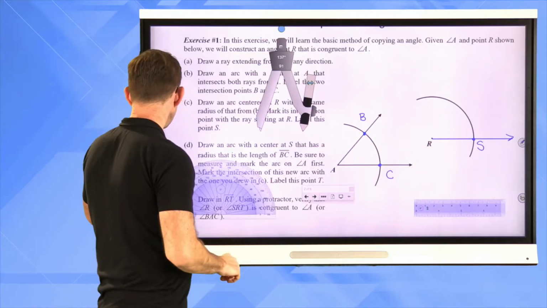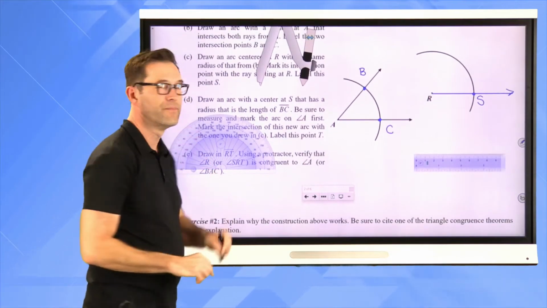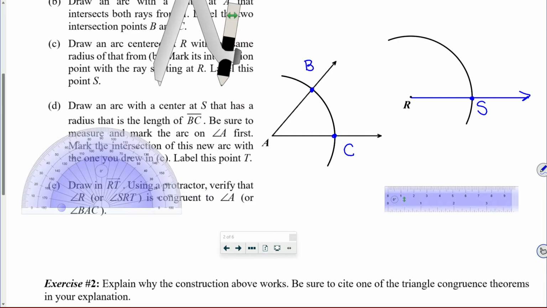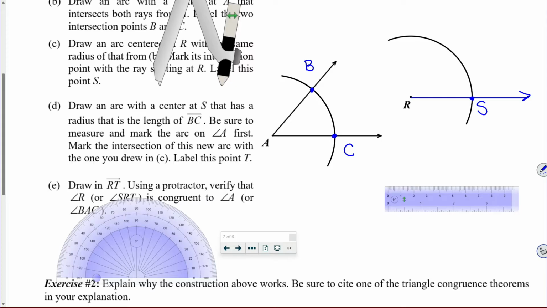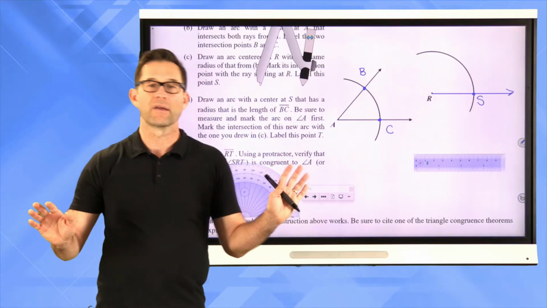Now, let's take a look at letter D. Draw an arc with a center at S that has a radius that is the length of segment BC. Be sure to measure and mark the arc on A first. Mark the intersection of this new arc with the one you drew in C. Label this point T. There was a lot going on there.